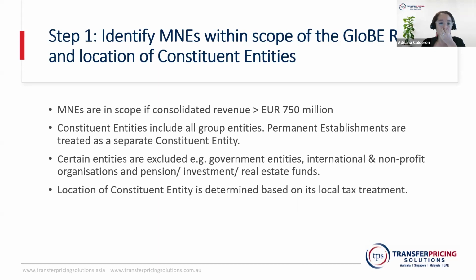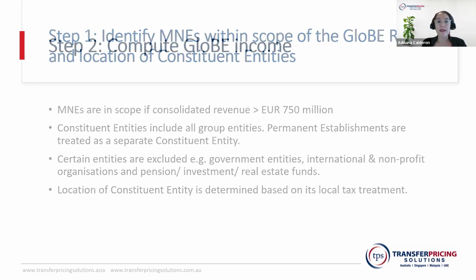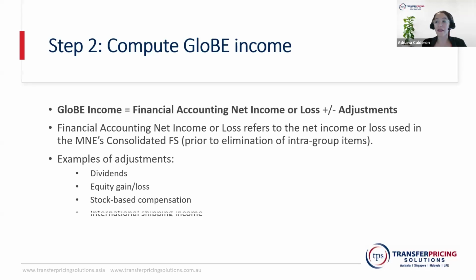So once I know whether my company is within the scope, then I need to understand how to compute, for each entity, whether I need to pay top-up tax or not. And that's where step 2 comes in, which is first determining my GLOBE income, which is going to be the numerator. The starting point of the GLOBE income is essentially the constituent entity's net income or loss that is used for preparing the consolidated financial statements of the ultimate parent company prior to the elimination of intragroup items.